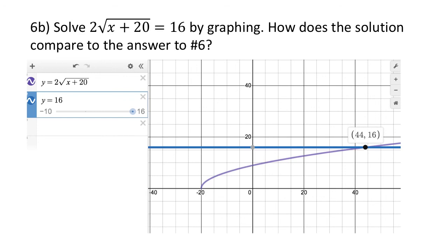So this was the problem from number 6. It was solving 2 square root of x plus 20 equals 16. And we're going to do the same thing. We're looking for where the two graphs intersect. And it's actually already there. So 44 and 16. And if I go back, x value from the graph. So again, we're getting the same thing. You can graph both sides of the equation. 2 times the square root of x plus 20. That's one equation. And then 16, we graph that, make little functions for them. And wherever they intersect, the x value of the coordinate that they intersect at is the solution to the equation.